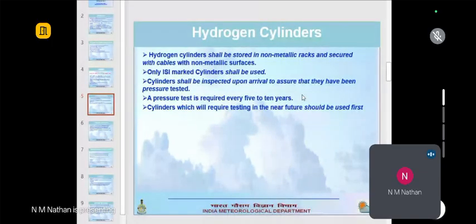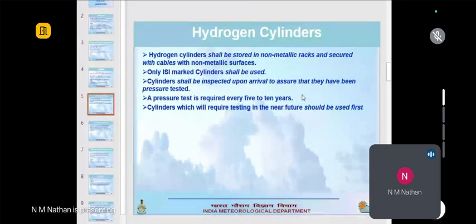for the safety aspect. And your cylinder should be kept in a non-metallic rack, not a metallic rack, because if it is in a metallic rack, there is a possibility of static voltage generation, and if that ignites any spark or anything, then that will create an explosion. So to avoid that, it has to be stored in non-metallic racks only.